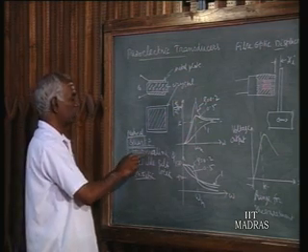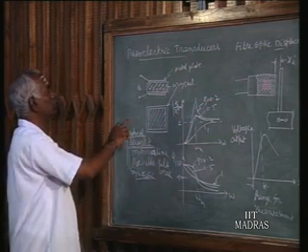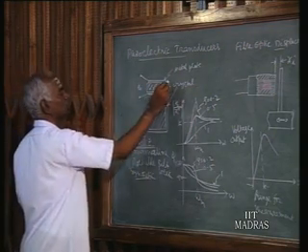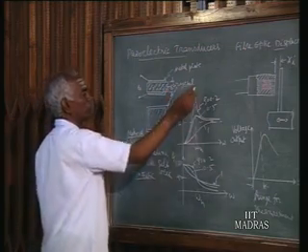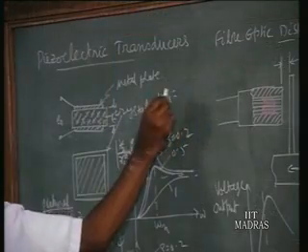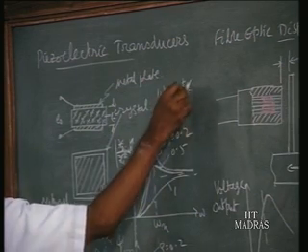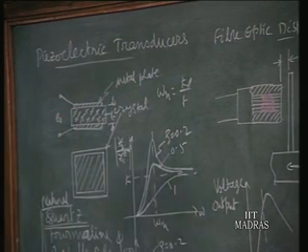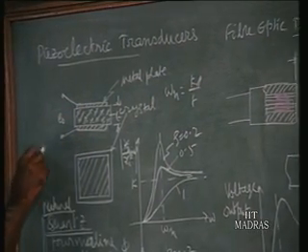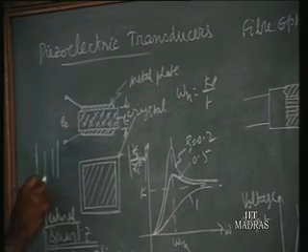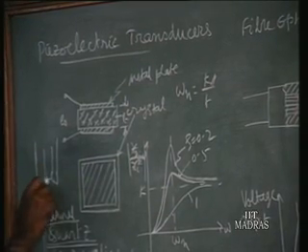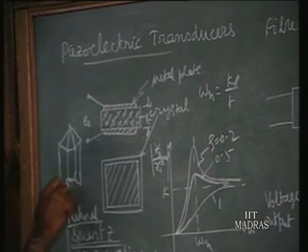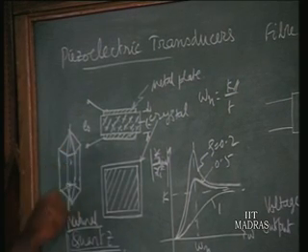For example, the natural frequency of the crystal depends upon the thickness. Suppose T is the thickness, the natural frequency omega n is equal to K by T, where K is a factor decided by the cut of the crystal. For example, quartz crystal is a hexagonal prism, somewhat like this, with hexagonal pyramidal structures. So this is the axis of the crystal.